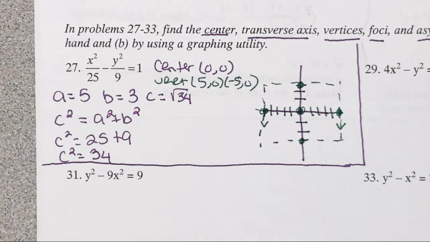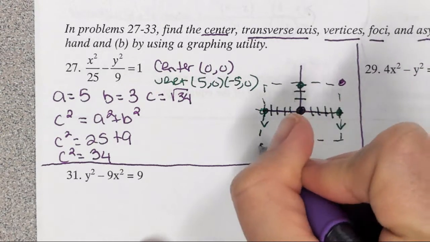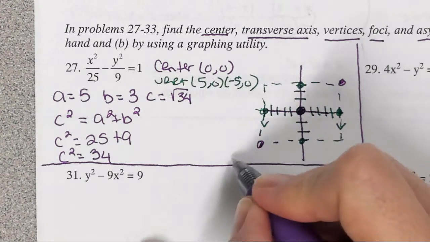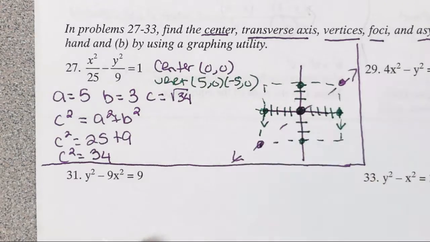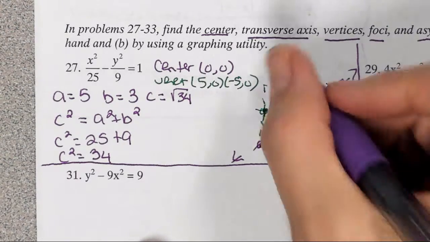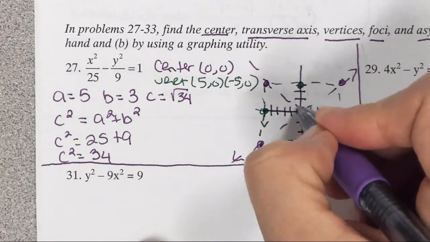You're using the B to make a box. You're using the box to graph your asymptote lines. When you graph these lines, they need to go through the center and the corners of your box. So my first line's right here. My second line is going to go the opposite direction.